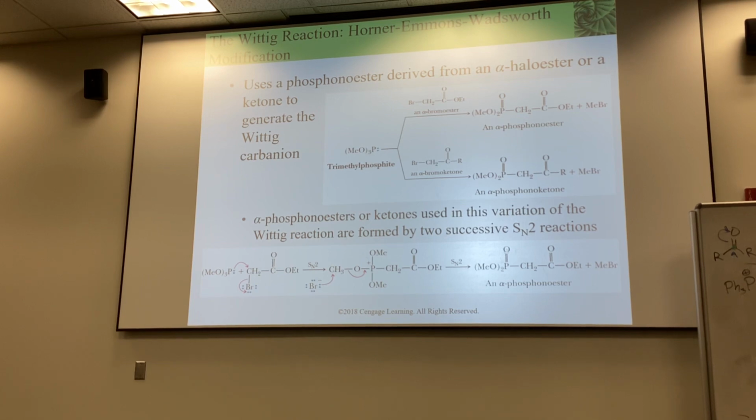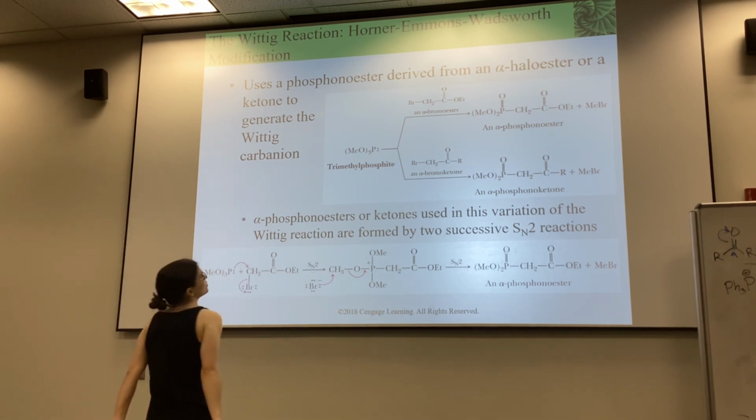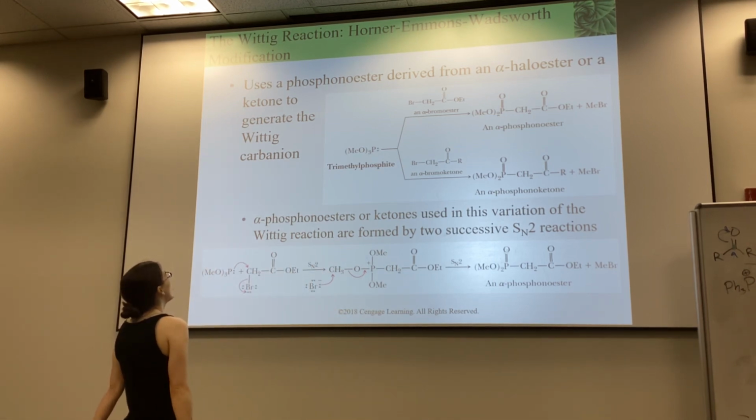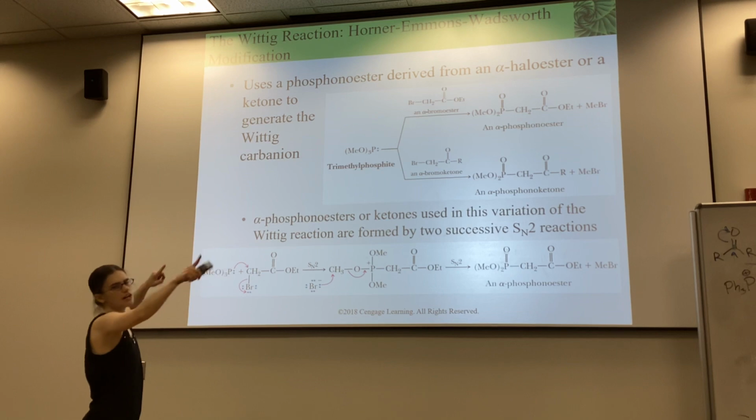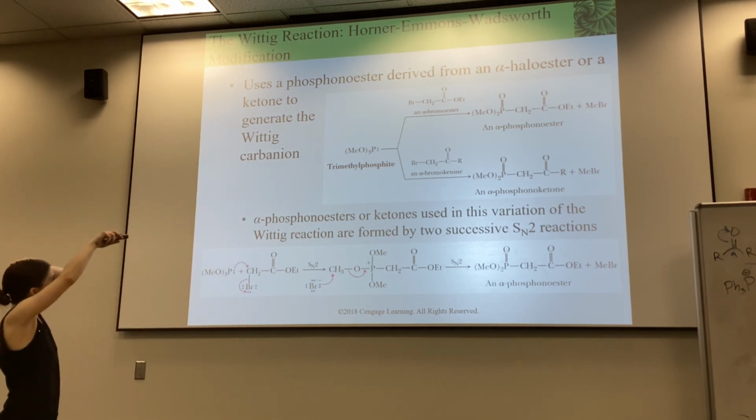The Horner-Emmons-Wadsworth modification of the Wittig reaction. No, I have no idea if I'm saying any of those correctly. Probably not, if I had to guess. These guys use a phosphonoester derived from an alpha haloester or a ketone to generate the Wittig carbanion.